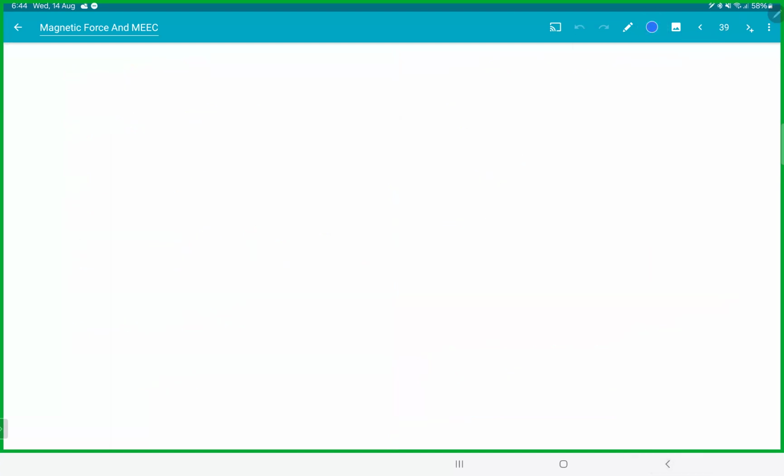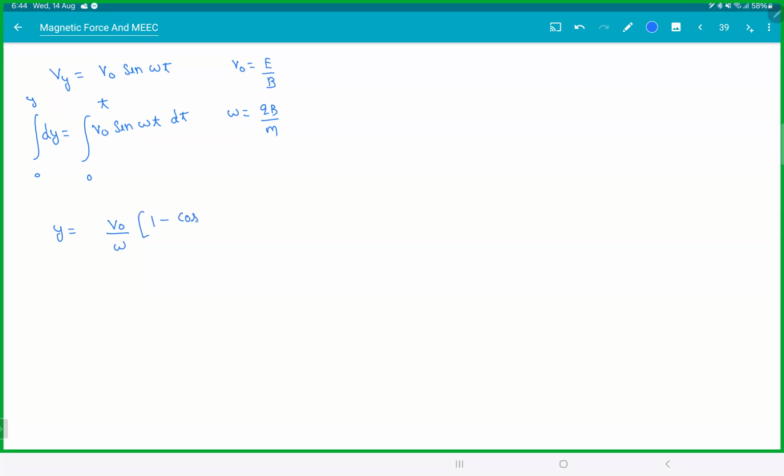So Vy, I'll just keep it in terms of V0 only. V0 sine omega t, where V0 is E by B and omega is qB by m. Integrate this, you will end up with dy equals V0 sine omega t dt, from 0 to y and 0 to t. You will get the y coordinate as V0 by omega, and the integral of sine is minus cos omega t. When you put 0, cos 0 is not 0, so this is V0 by omega into 1 minus cos omega t. That's the y coordinate.